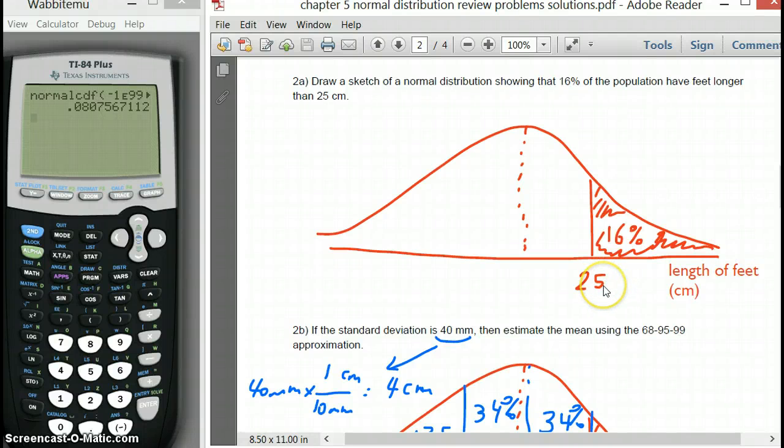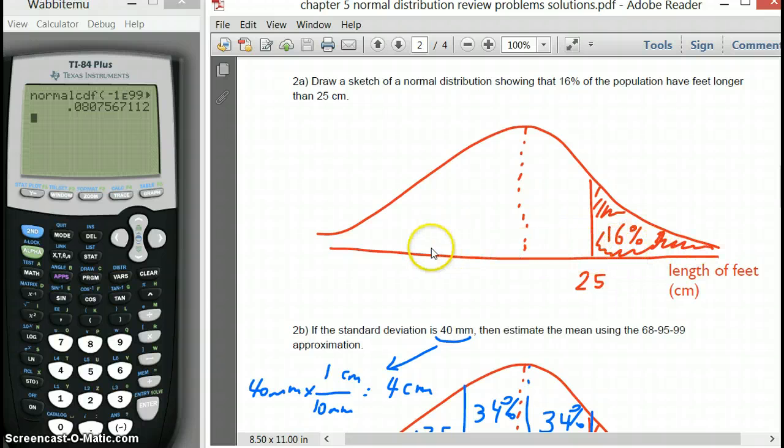Now, how do we know that 25 is on the right side and not on the left side? Well, we guessed that it's on the right side, and we can see that the 16% we colored in here corresponds to an area which makes sense, right? Because if we put it to the right side of the mean line, then we know it's going to be 16%.